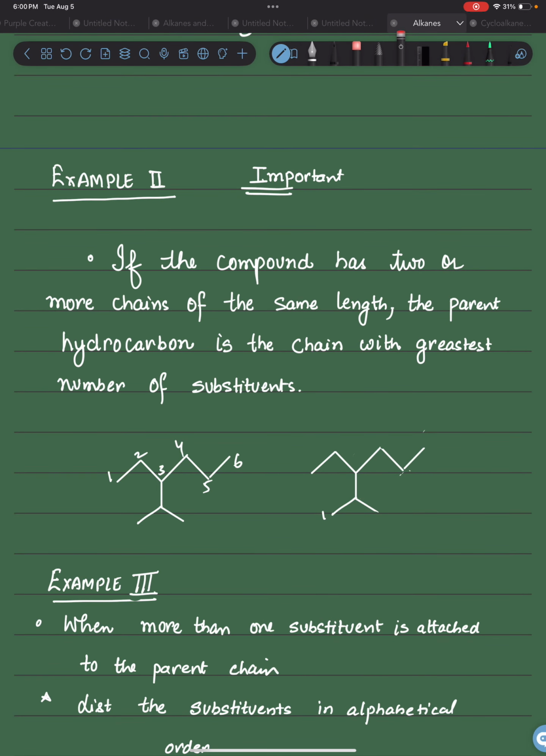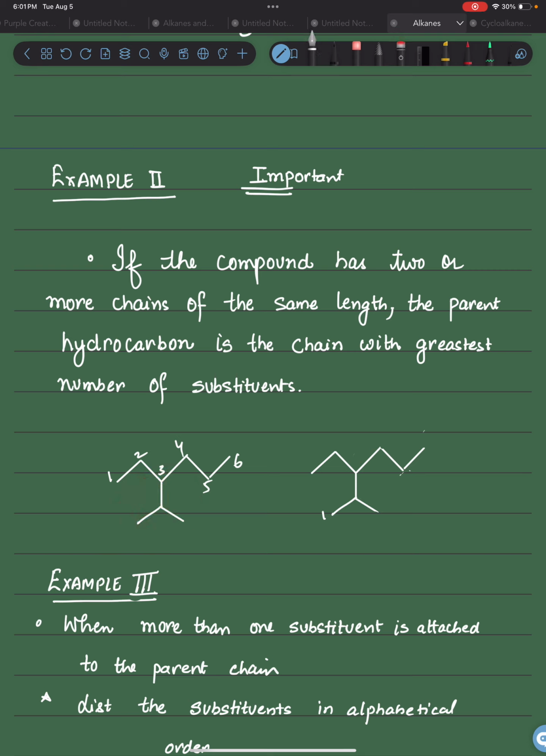So let's focus on the first molecule. If I number it the way I have shown here, then at the third position I have a substituent and it is a 6-carbon parent chain. So it is a hexane, and at third position I have a 3-carbon chain, 3-isopropyl hexane. That should be the name.